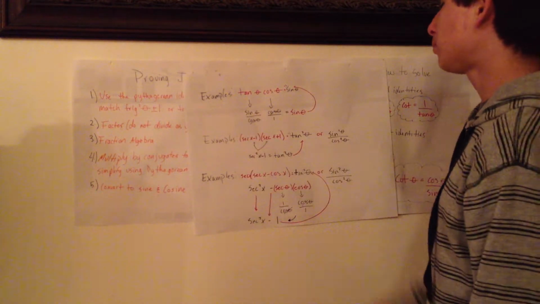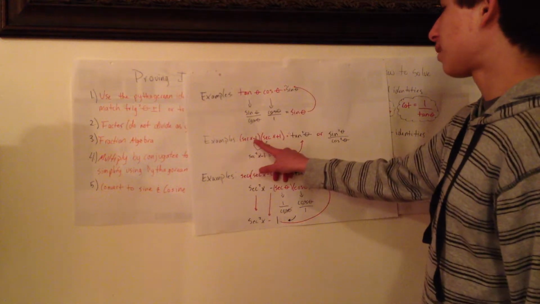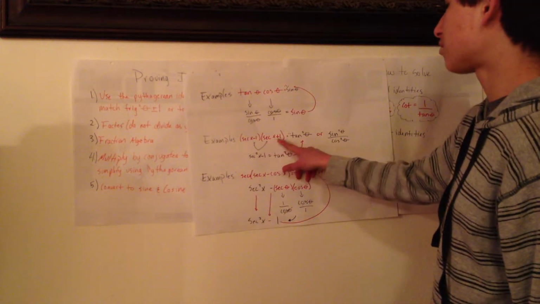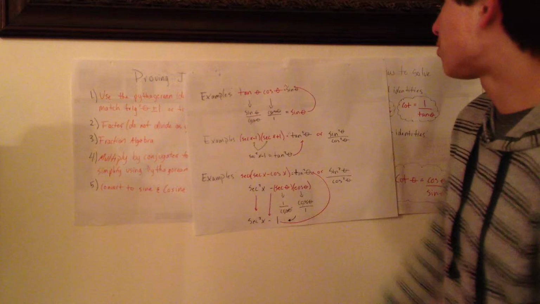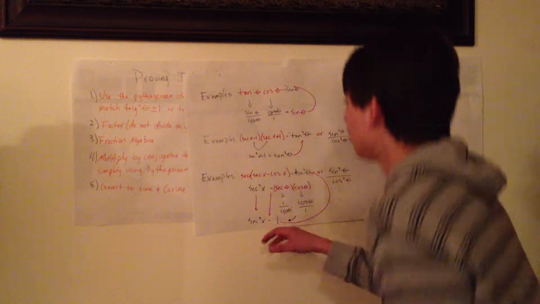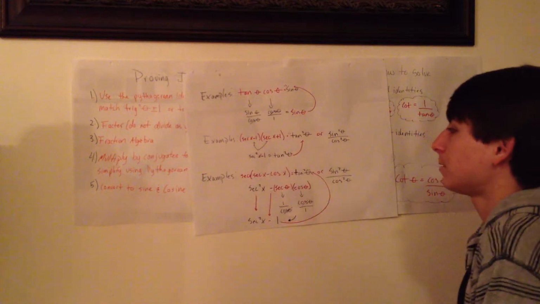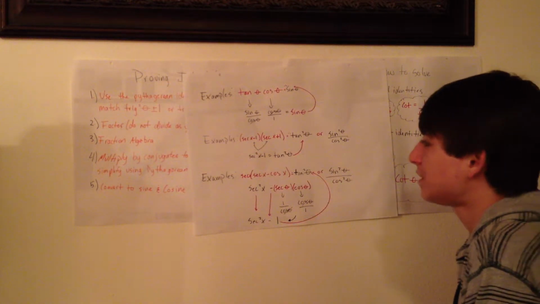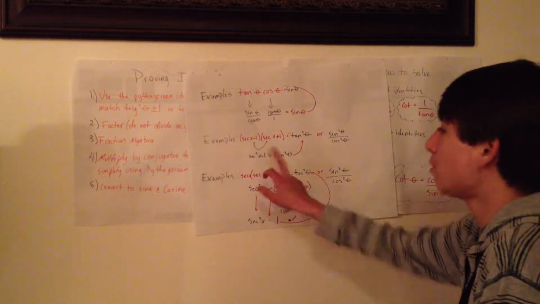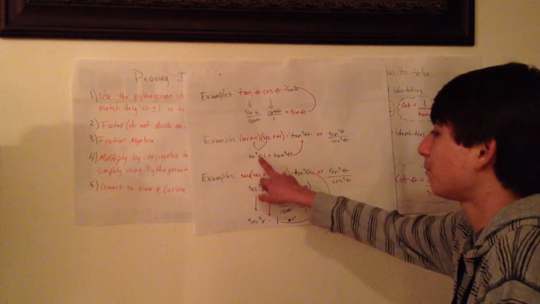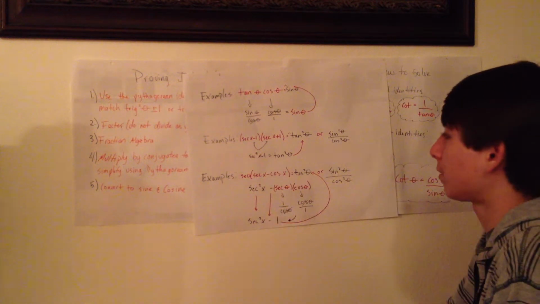Now, example 2: secant x minus 1 multiplied by secant x plus 1. What you're going to do here is multiply over here, distribute. And what you're going to get is secant squared. It could be x, it could be theta, it could be a, b, or c. You could use any variable you want there. Just know that this would just be a variable.